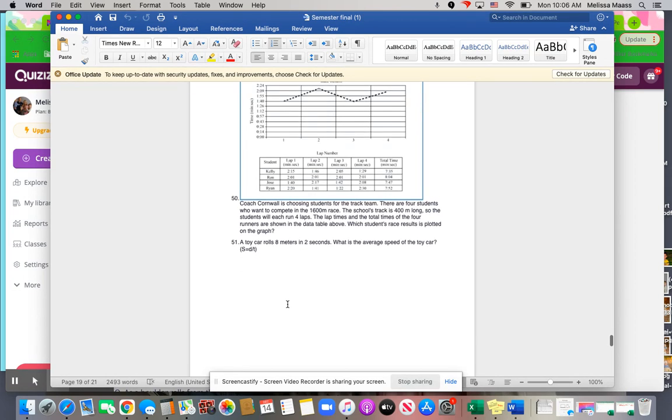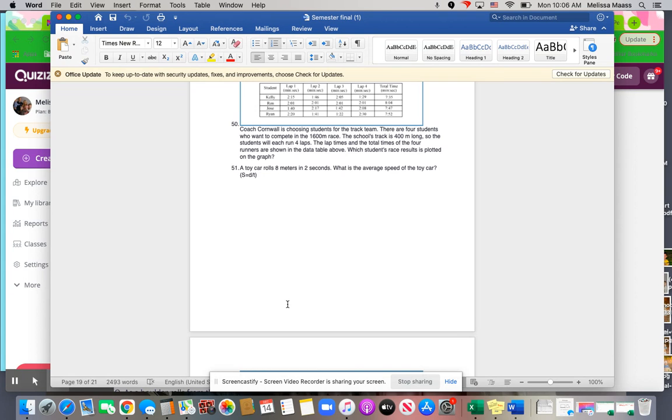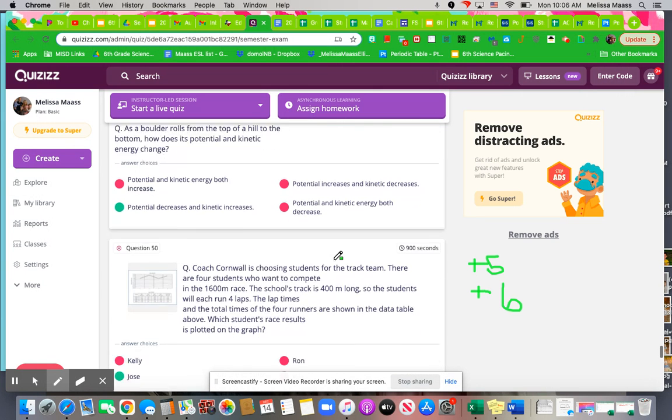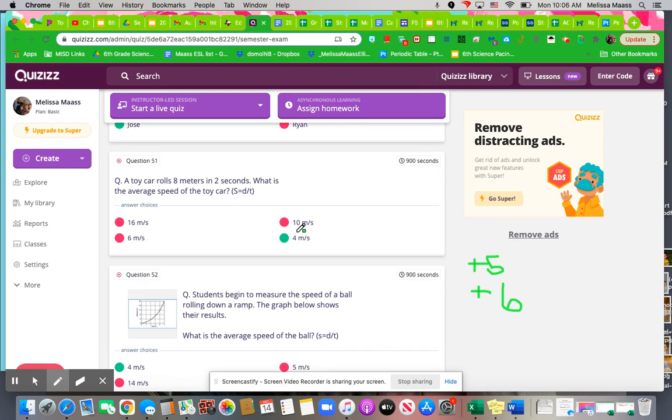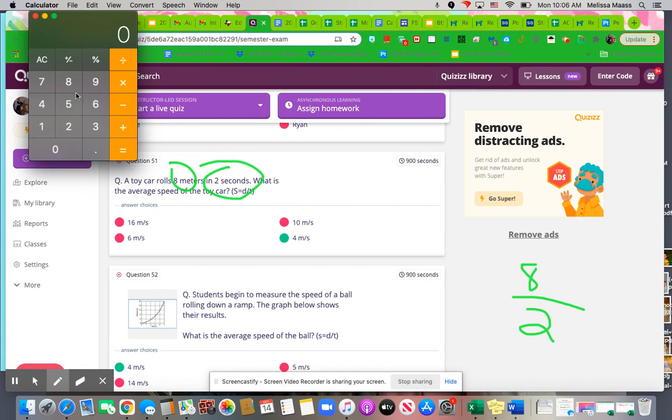A toy car rolls 8 meters in 2 seconds. What is the average speed of the toy car? Do remember that this is the formula for speed: distance divided by time. So the distance is 8, and we have 8 divided by the time of 2. So 8 divided by 2 equals 4.